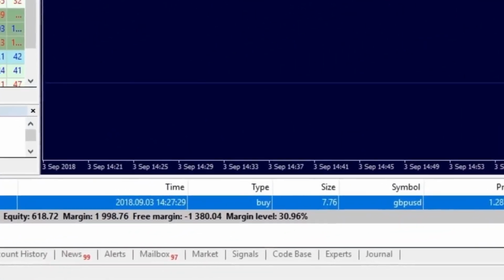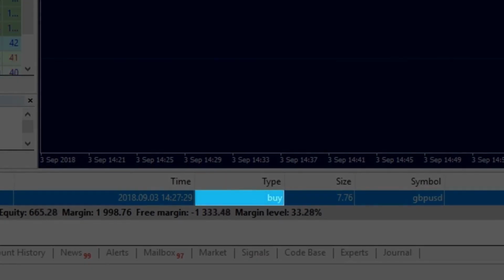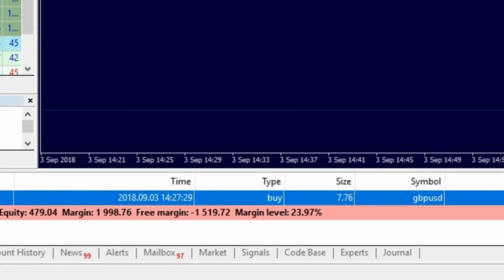Here is a real example of margin call and stop out in action. Minus $17.60 will not be charged from the trader due to negative balance protection.